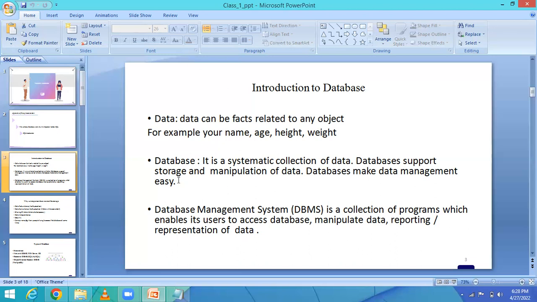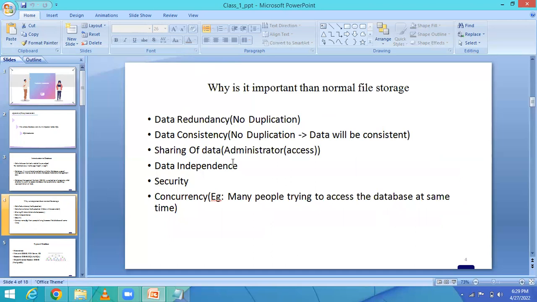Sometimes they ask you about differences, which many people are not able to answer. Why don't we go with files? Earlier, we used to store information in files and folders, my folder, your folder, many people's folders. Why do we go with a database instead? They ask why you are going with the database and not the normal file storage. You simply need to say data redundancy, meaning there is no duplication. Consistency, no duplication of data, so it is consistent. Sharing is very easy.